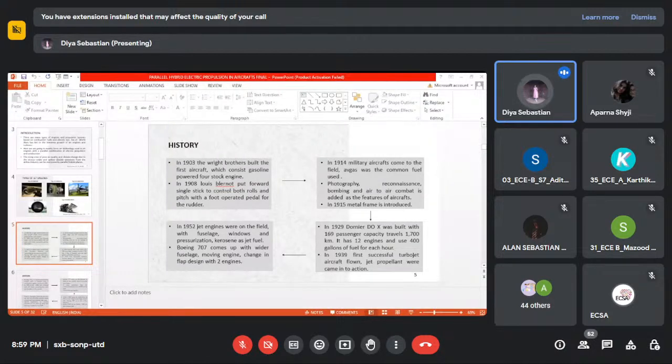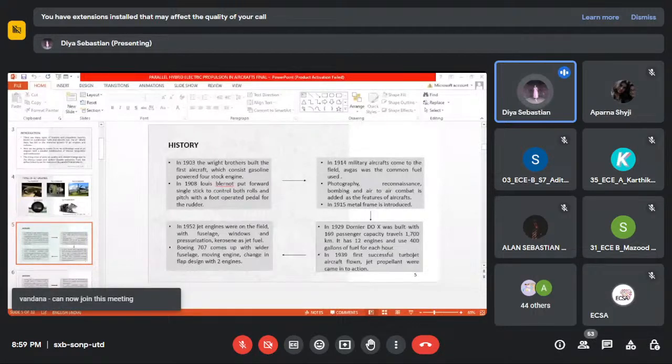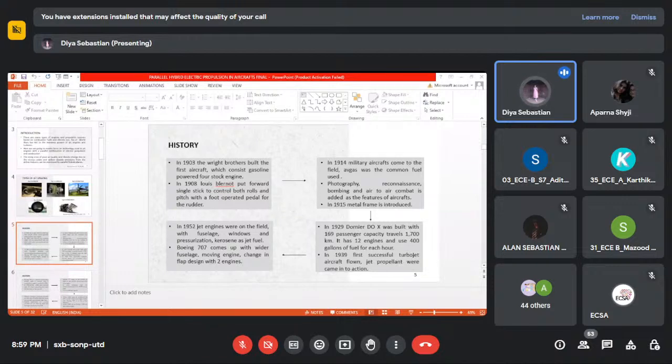Then further, the Boeing 707. The Boeing company came into the airline industry with a bang, and they came up with a wider fuselage, moving engine, and changing flap designs with two engines. Further, the Boeing 747 was done. It was a hybrid combination. This was the introduction to hybrid, where one electric motor and two combustion engines were connected in parallel, and which was serviced in 1970. But there were many drawbacks to that, according to the weight ratio aspects.